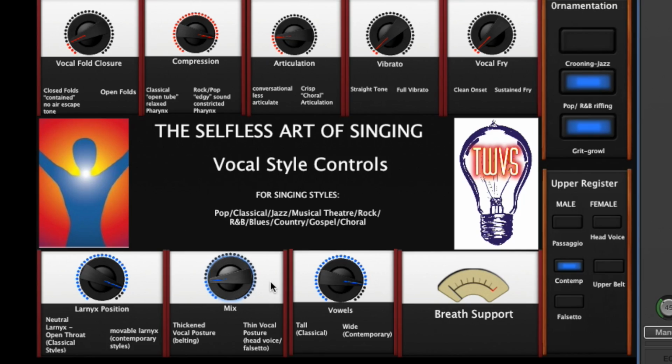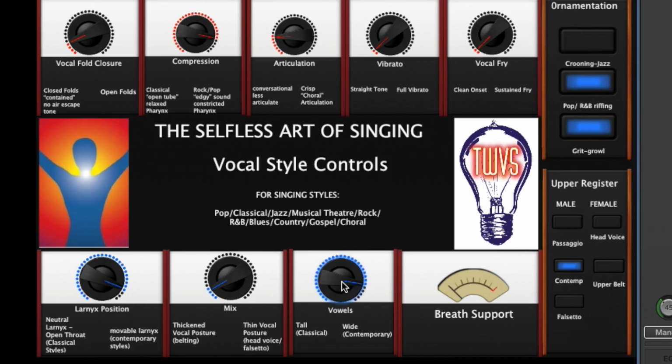There's more vocal fold closure, which we talked about here. So he's got more thickenedness in his voice, right? More vocal fold closure. His vowels are still, it's a more. He's not tall and classical. They're very lateral and contemporary. His breath support, he's got much more breath support than Ray LaMontagne does.